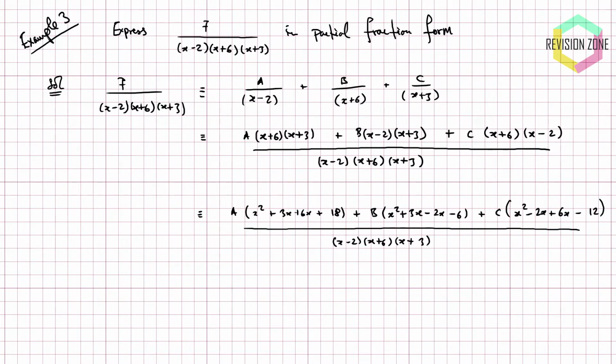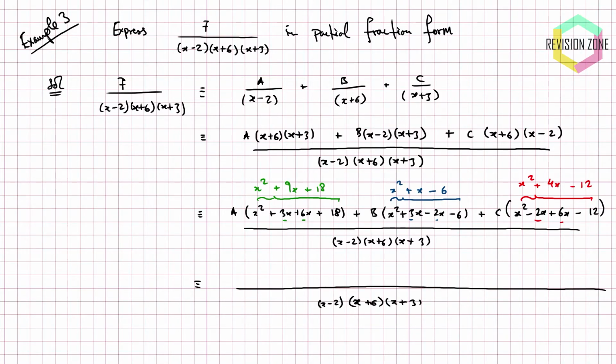But at this stage, I really do need to collect my terms. So let me perhaps do that here. So what does that give me? That gives me x squared, the 3 and the 6 is going to give me 9x plus 18. And perhaps I can change color. So this one here is going to give me x squared, and the 3 and the minus 2 is just going to give me an x, minus 6. And then lastly, let me perhaps take red, and I can do that here. So I'm going to get x squared, and the minus 2 and the plus 6 is actually going to give me a 4x, and then the minus 12 is just there.